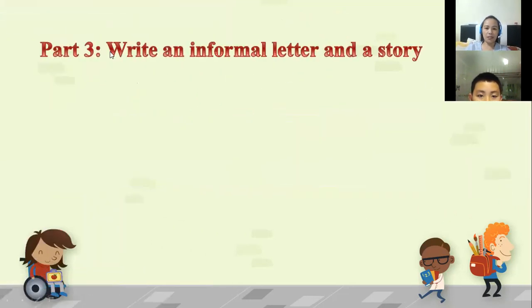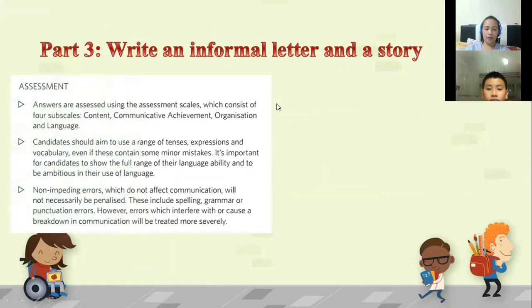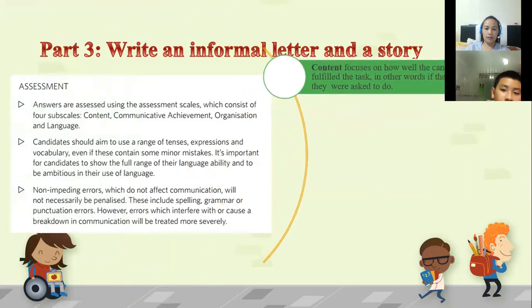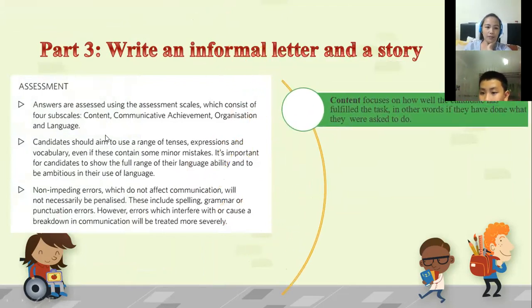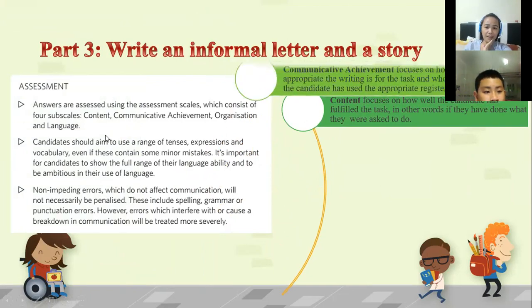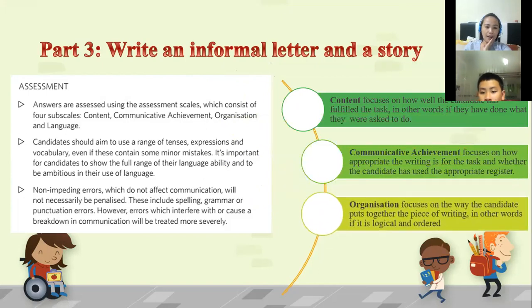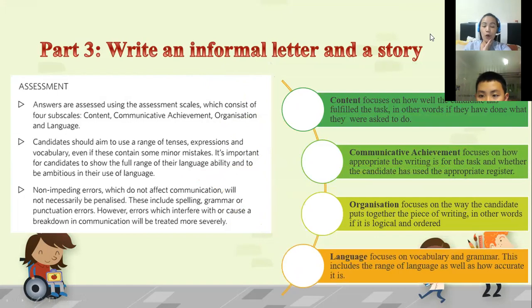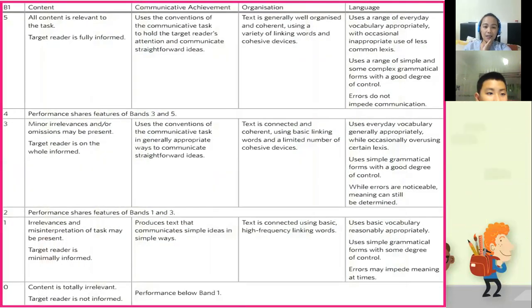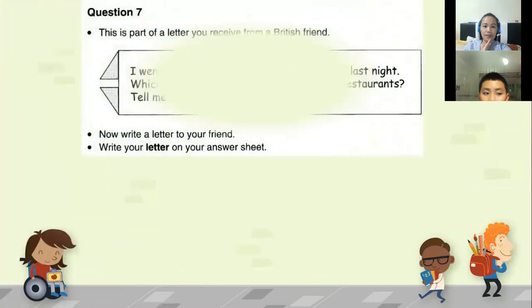Write an informal letter and a story. Okay. So this one, you're going to write a letter and a story? What is the story all about? Let's try it. Let's have the topic, the content. Of course, the letter should have content, the communicative achievement, maybe the purpose, how you are going to organize the writing, and of course the vocabulary and grammar that you're going to use. Okay. Because this is reading and writing.